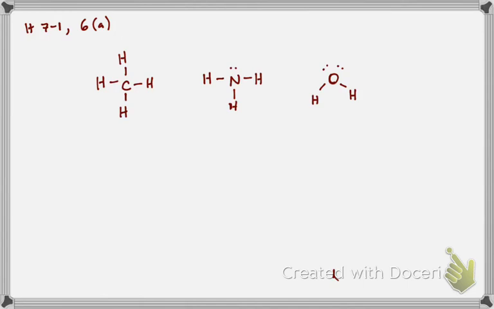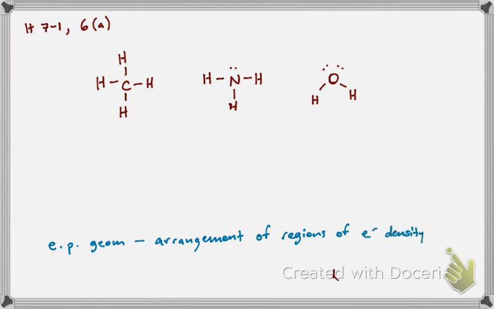The next step is to figure out what the geometry is going to be, okay? And now there are 2 types of geometry. There is something called an electron pair geometry, and the electron pair geometry is basically associated with the arrangement of regions of electron density around the central atom.